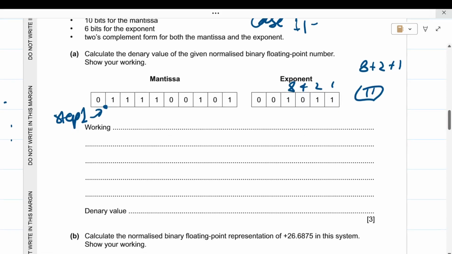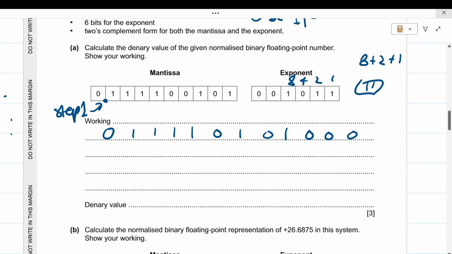Now, in order to do that, it would be better if I write it down. So I am going to do so. 0, 1, 1, 1, 1, 4 zeros, 0, 1, 0, 1, right? And then a couple more zeros. This is where the decimal point is, right? And then it goes 1, 2, 3, 4, 5, 6, 7, 8, 9, 10, 11, right? So this is where it goes.